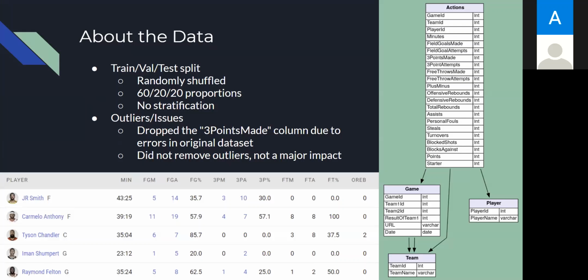About the data. For our train test split, we did a 60-20-20 split after randomly shuffling, and we had no stratification. For outliers and issues with our data, we dropped the 3 points made column due to errors in the original data set, and we did not remove outliers. They were not a major impact.